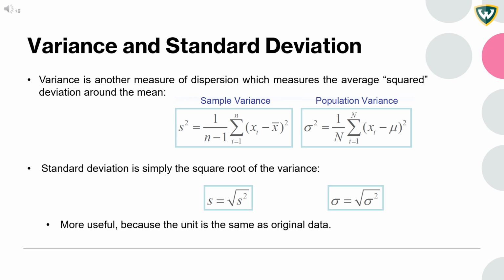Together, variance and standard deviation provide valuable insights into the variability of data, helping analysts understand the degree of risk or uncertainty associated with a dataset.